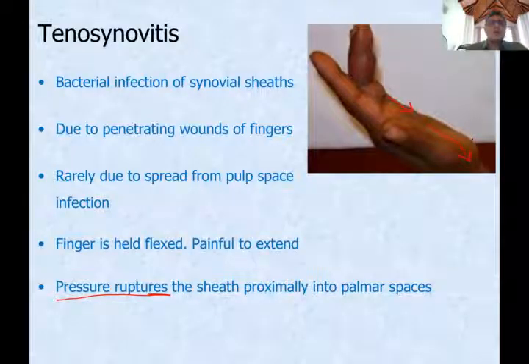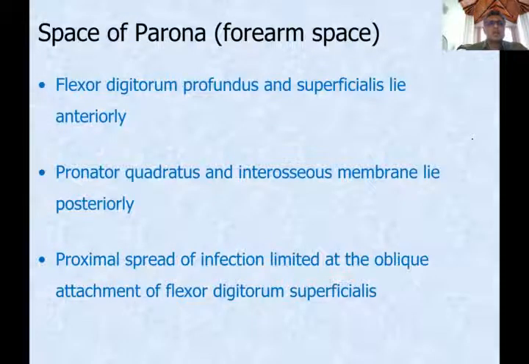So remember tenosynovitis, infection of synovial sheaths. Then I said the infection can spread into the forearm. There's a space in the forearm also, which you can call the forearm space, or by its specific name, the space of Parona. Some people use both terms and call it the forearm space of Parona. The space of Parona lies between, and different books give different versions again.